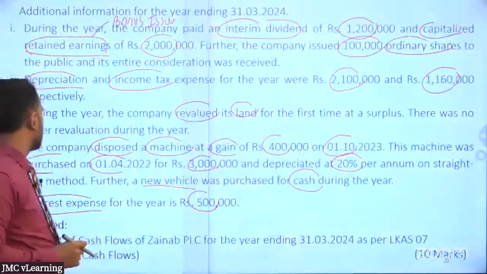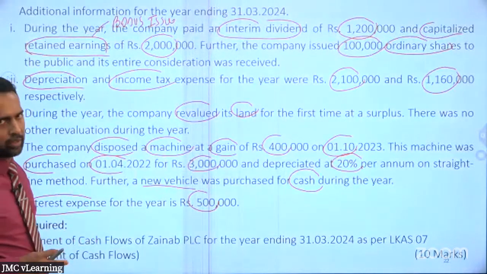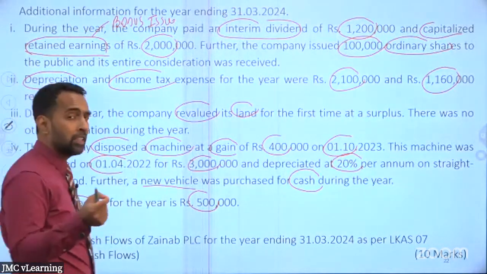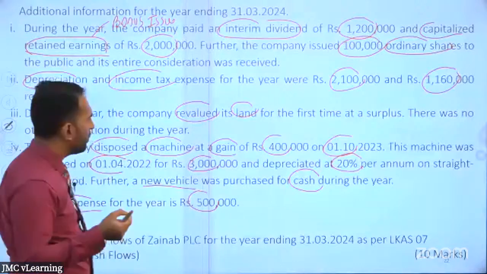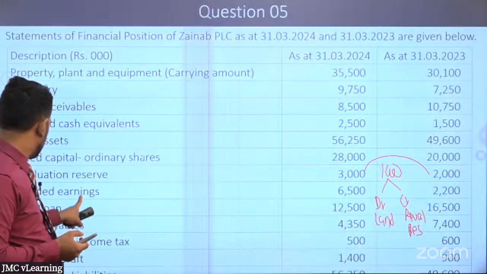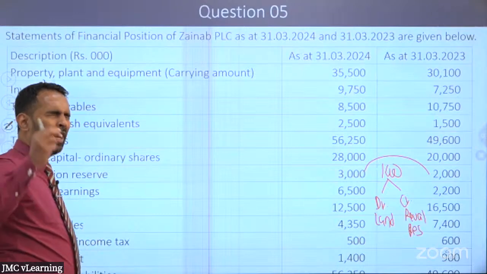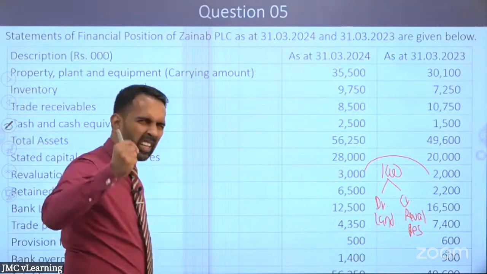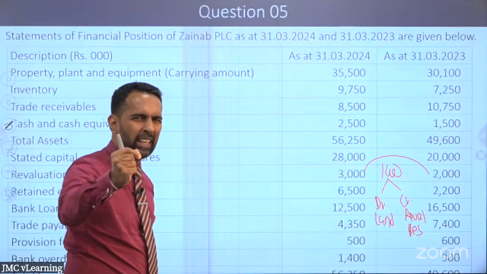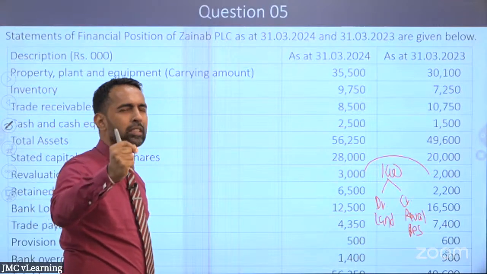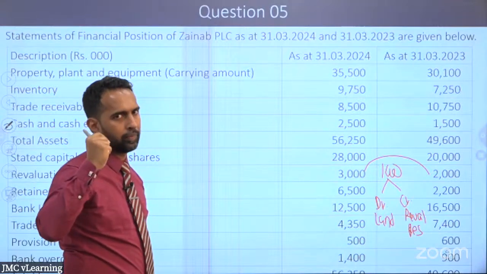Finally, they are saying interest expense is 500. During the year, the interest expense is 500. Check, do we have interest payable? We don't have any interest payable. So the entire interest expense has been paid. Then how to tackle it?